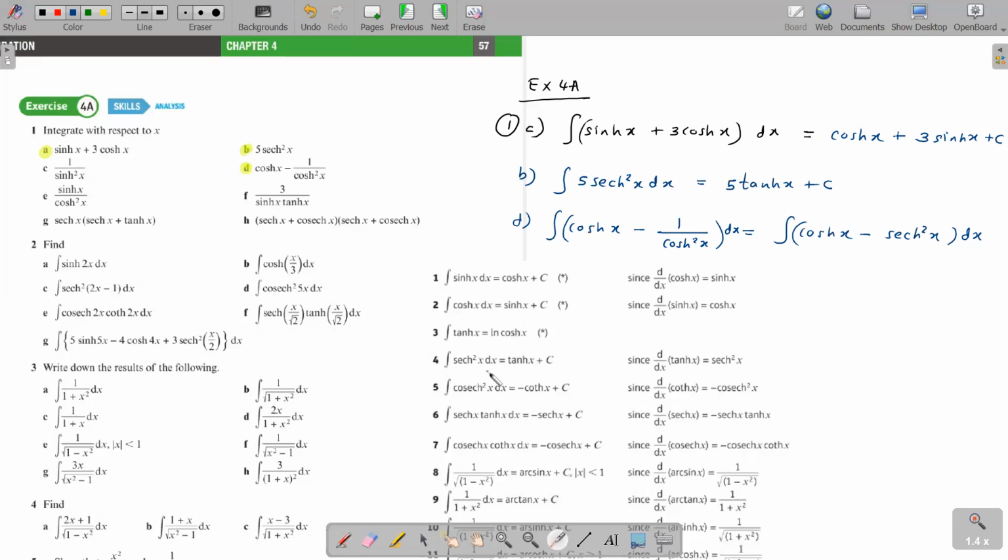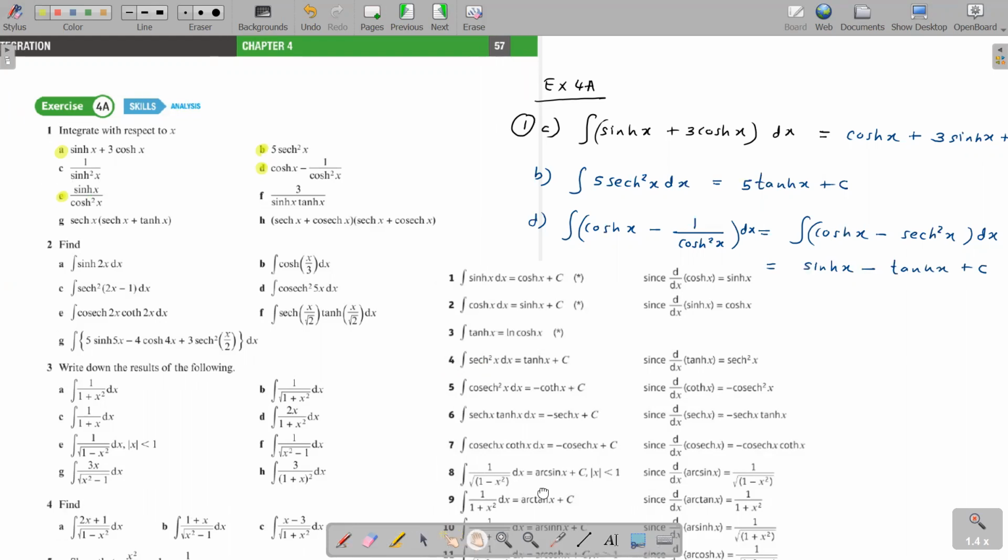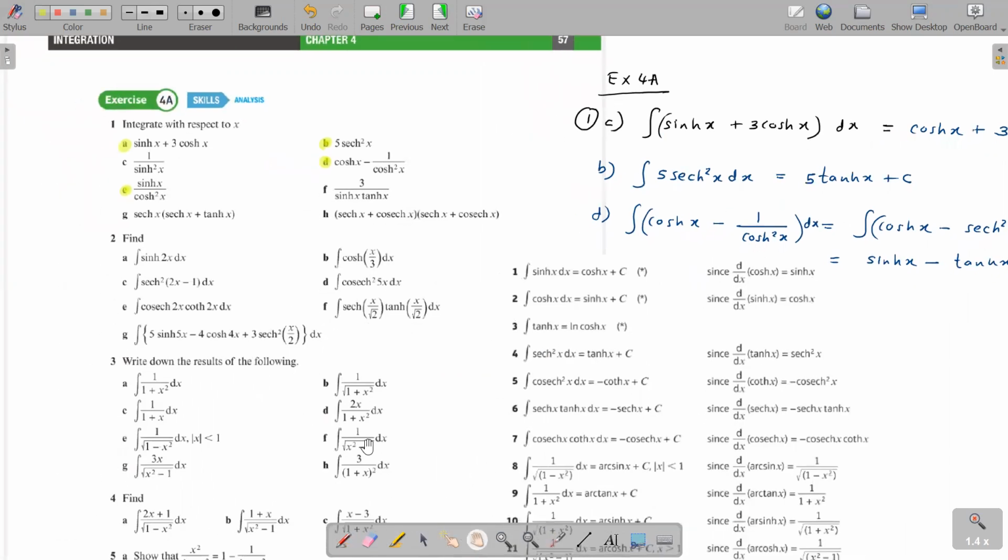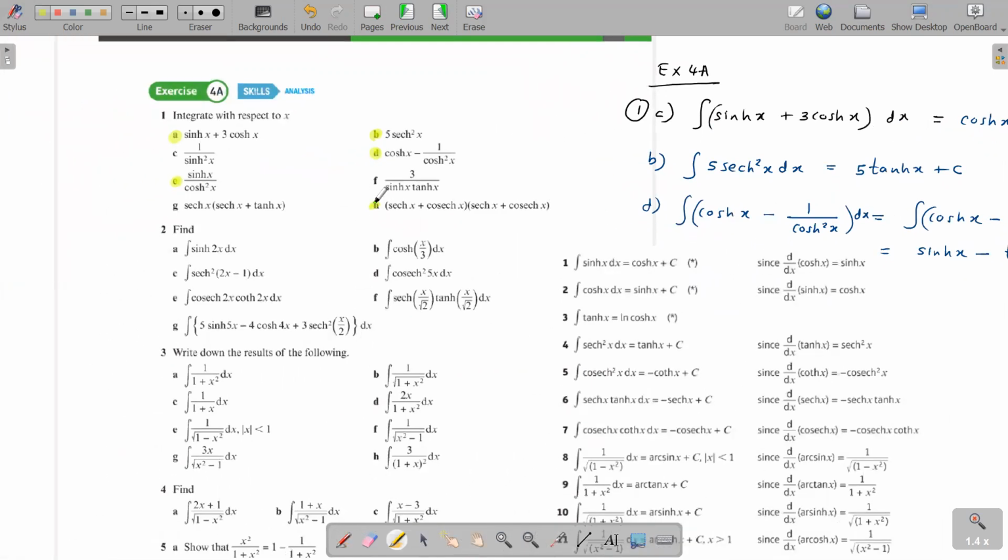We have the sec square integration rule in rule number 4, right? So then let's work on it. Cos x integration is sin x, minus, the minus mark is there. Sec square integration is tan x. And don't forget once again the plus c. Okay, so then let's move to part E. I'm just selecting a few questions randomly.